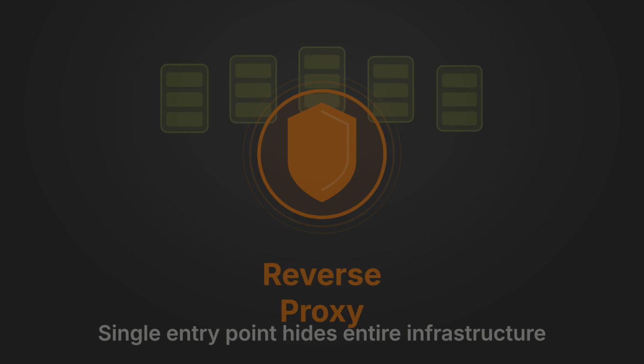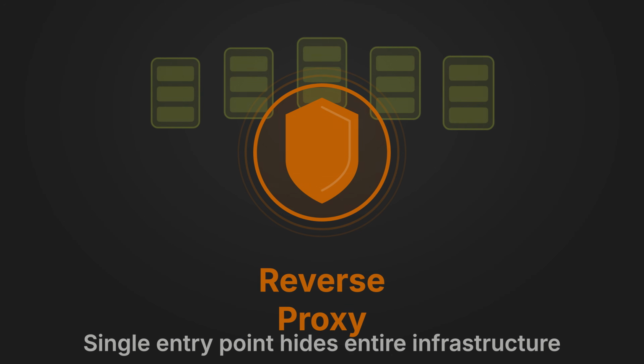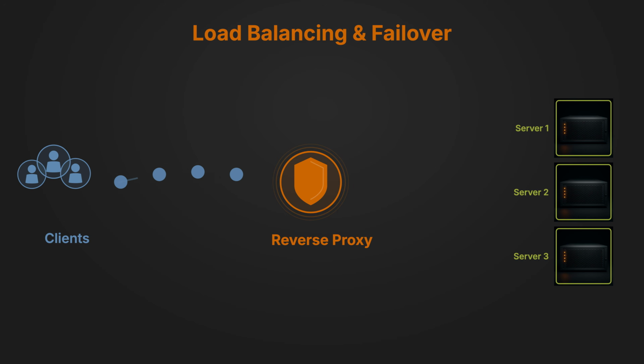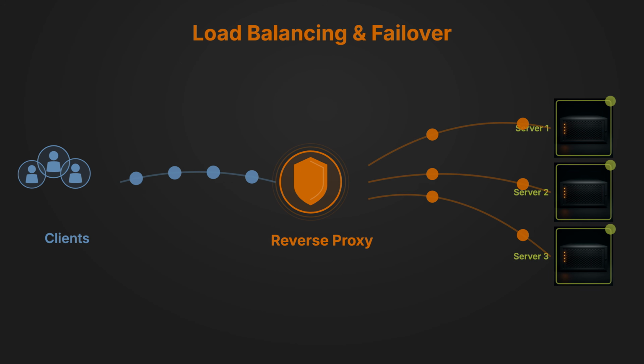Clients think they're talking to one server. They have no idea there's an entire infrastructure behind that single entry point. This is a typical setup. Requests come in, the reverse proxy distributes them across multiple servers.